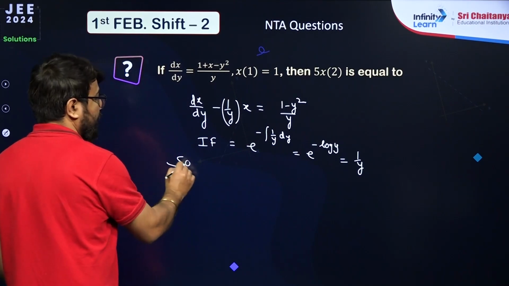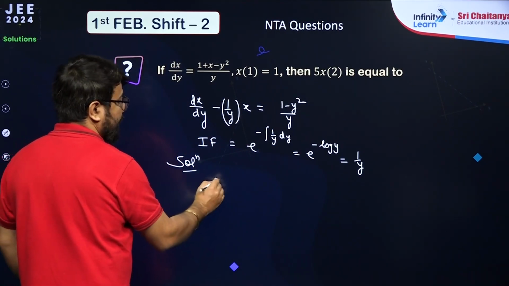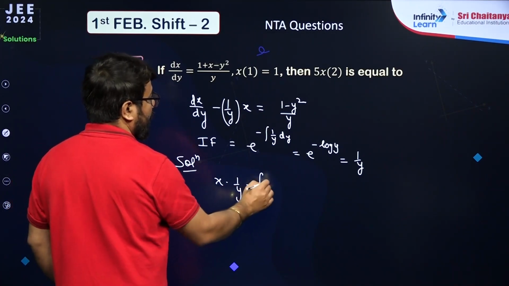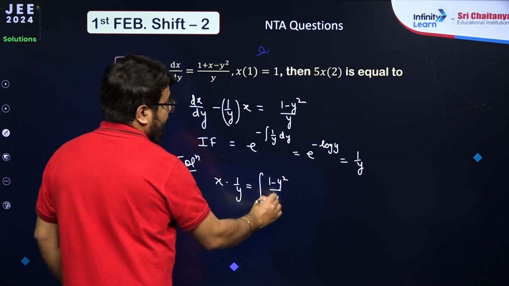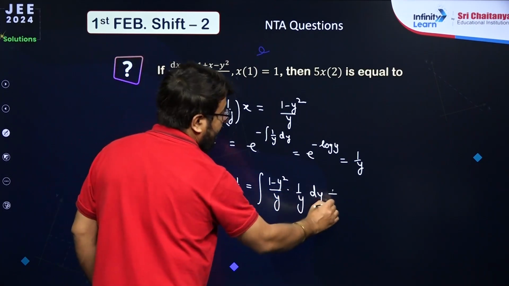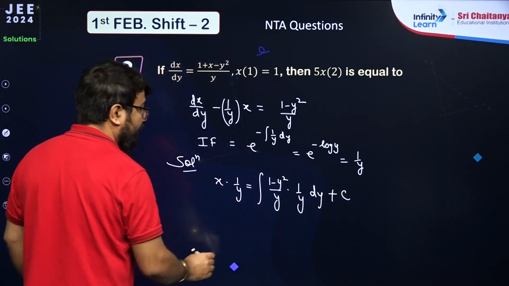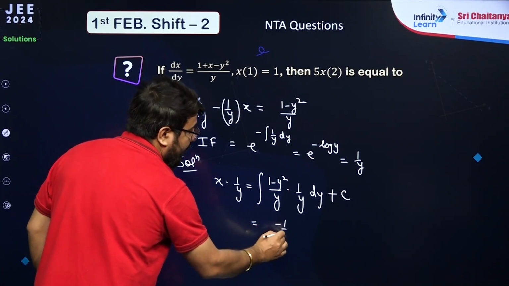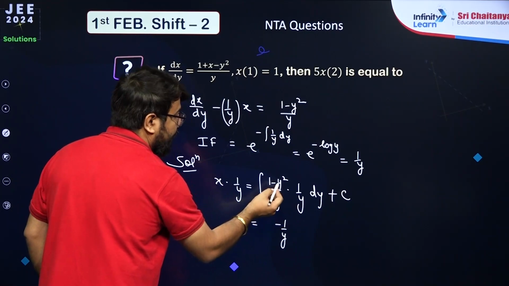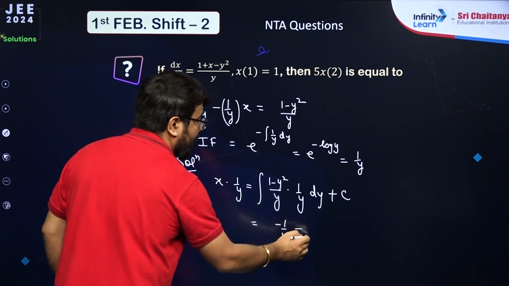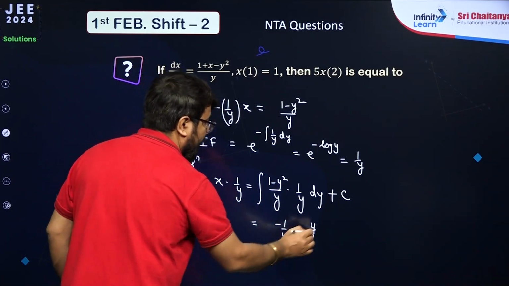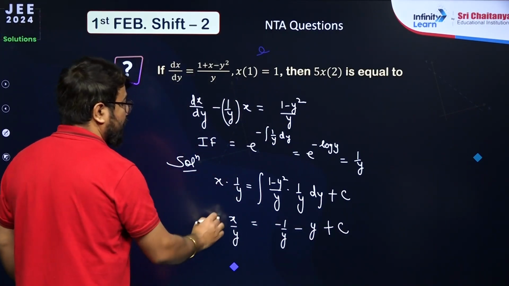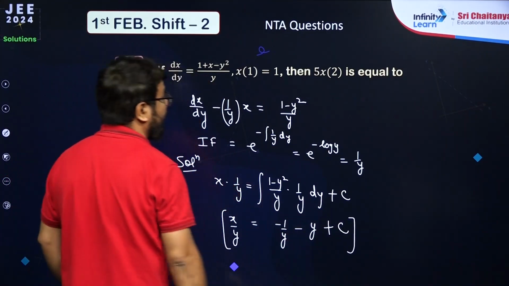So the solution of this: x into integrating factor is equal to integration of q into integrating factor, and then it is added with c. So finally what we can see here, 1 upon y square integration will become minus 1 by y, and y square upon y square is 1, integrating to y, which gives minus y, followed by plus c, and here we have x upon y. So this is the final solution that we have obtained.